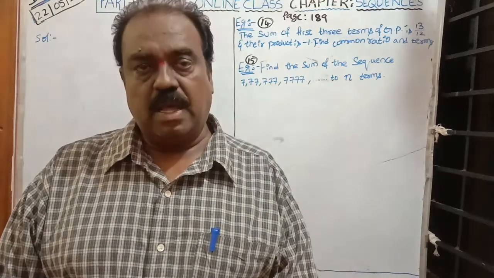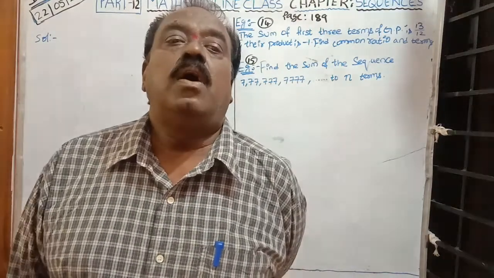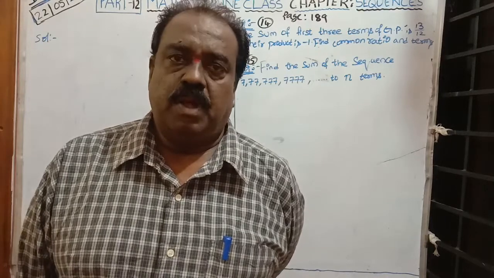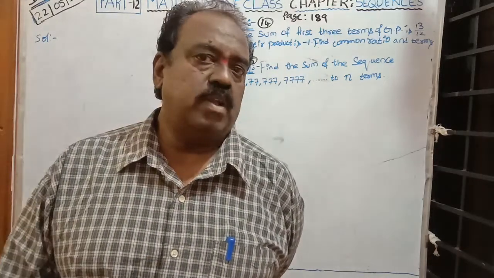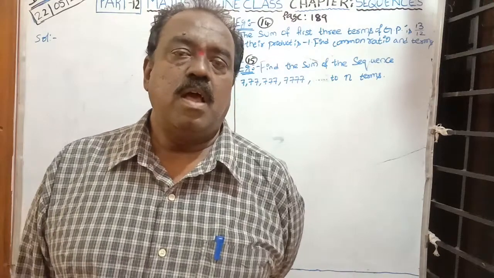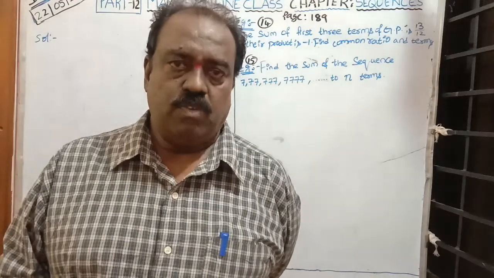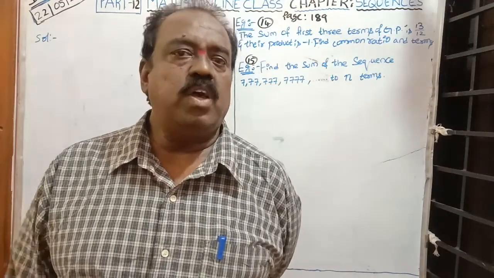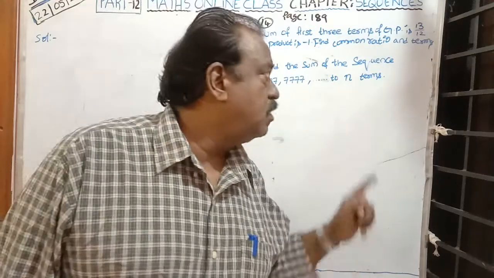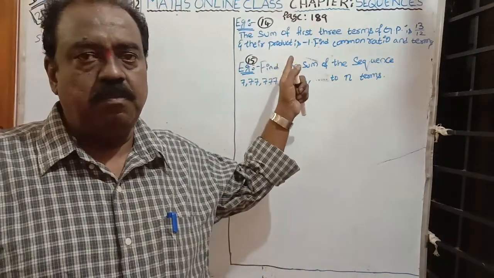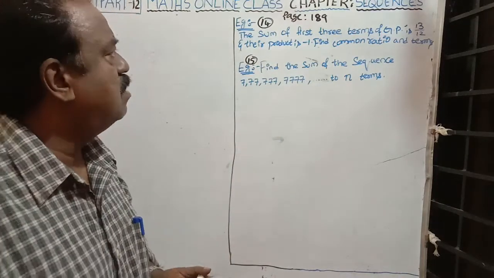I completed the definition of geometrical progression GP and the nth term of GP, sum to n terms, everything is over. That concept is over. On that concept, that is on the GP, geometrical progression, 2 examples are given. Now, in the textbook, these 2 examples are very important. That is why I am taking these examples.